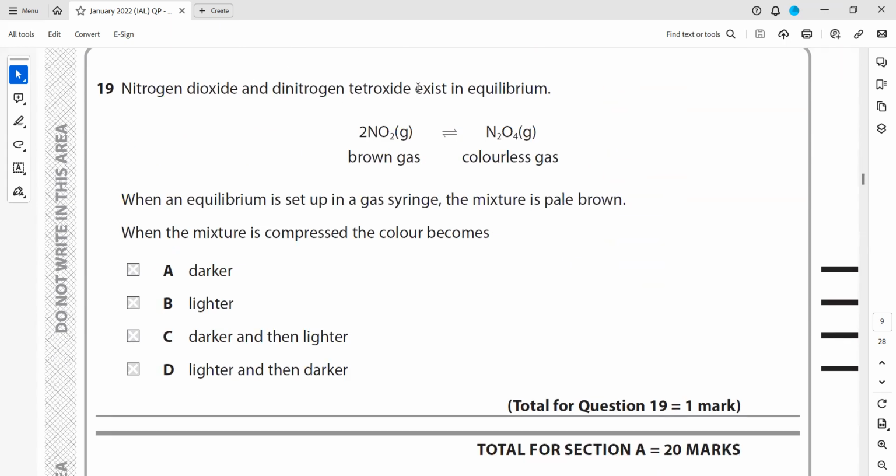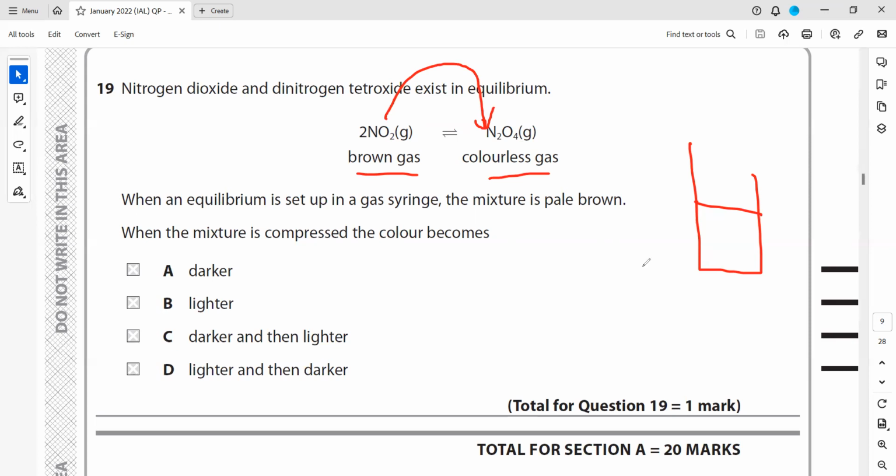Nitrogen dioxide and dinitrogen tetroxide exist in equilibrium. The mixture is pale brown. What happens to the color when the mixture is compressed? When you compress, the molecules come closer to each other. Even though when you increase the pressure the equilibrium will shift towards the right-hand side, so brown gas turns into colorless, that is what should happen.